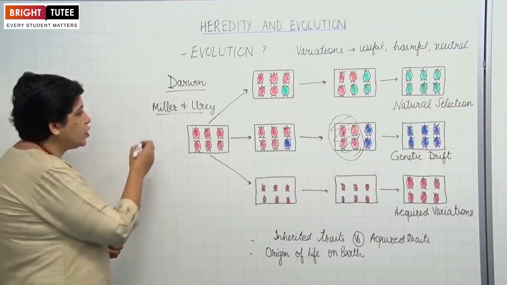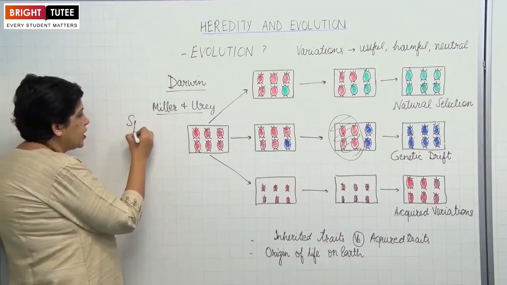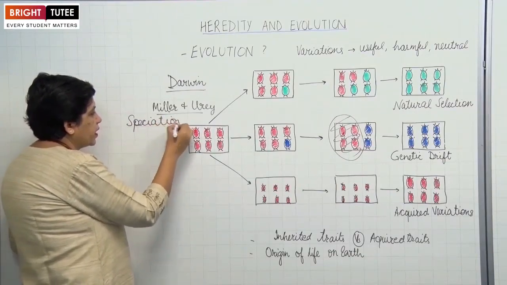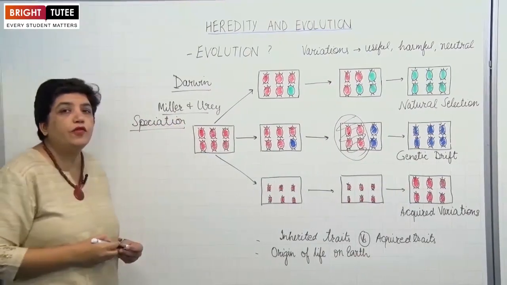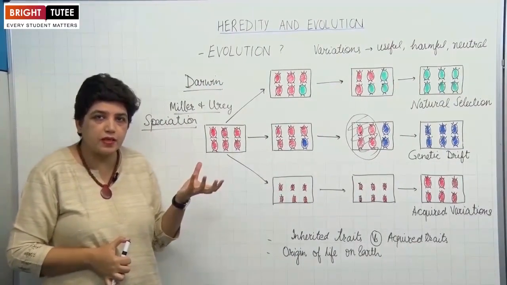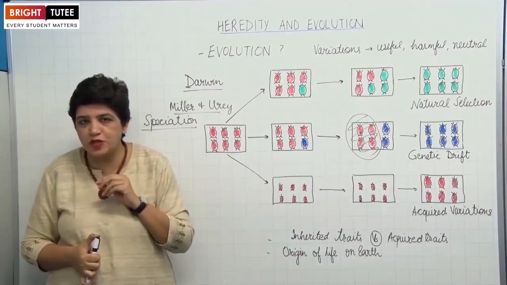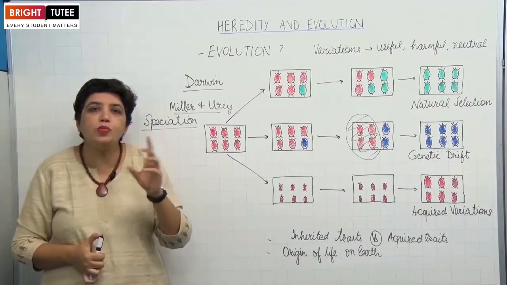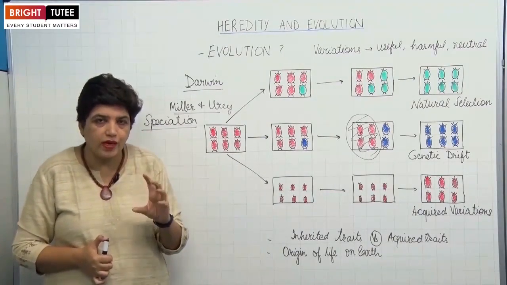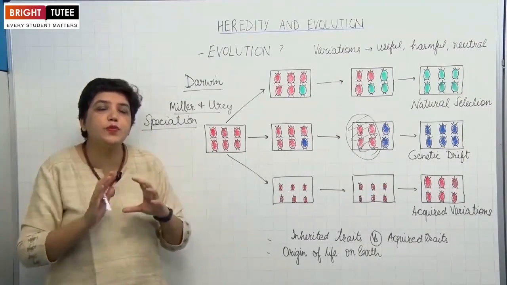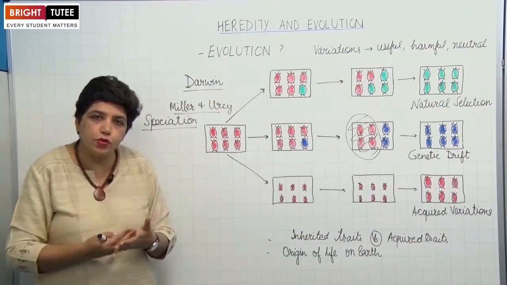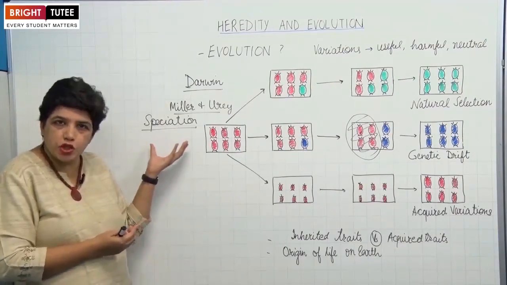Now another topic is speciation. Speciation means the formation of new species, new types of organism. I hope you understand what a species is. All human beings are one species because we have the same genetic pool, right? There are millions of species on the Earth. The process of formation of new species is called speciation.